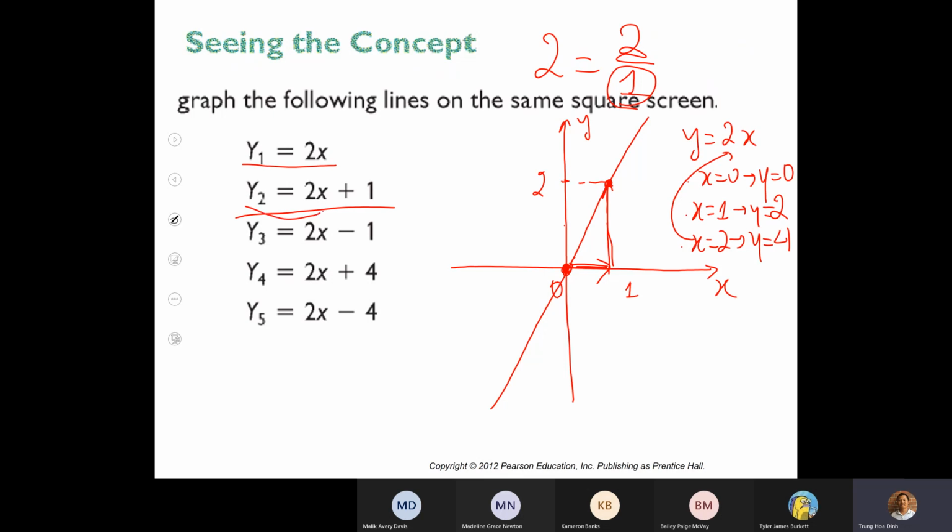For the second equation, you have y equal to 2x, but you add 1 for each x. Is that correct? So what does it mean? That means if x is 1, the function value will be 2 plus 1, which is 3, because you add 1 to this.